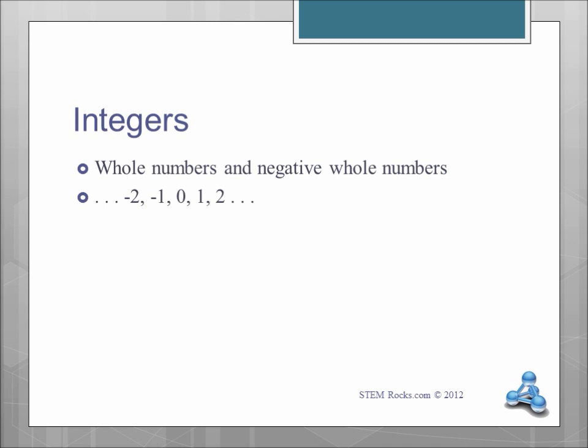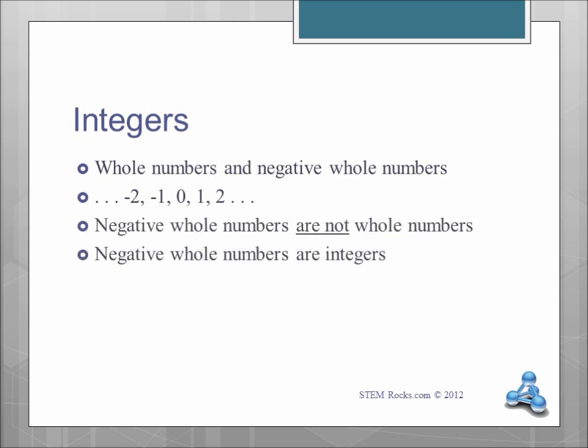Next, we have integers. Integers consist of whole numbers and negative whole numbers. So you have -2, -1, 0, 1, 2, and so on and so forth in both directions. It includes all the negative whole numbers and all the positive whole numbers. Now, negative whole numbers are not whole numbers. I know this is a little confusing, but negative whole numbers are integers. Only positive whole numbers are whole numbers.